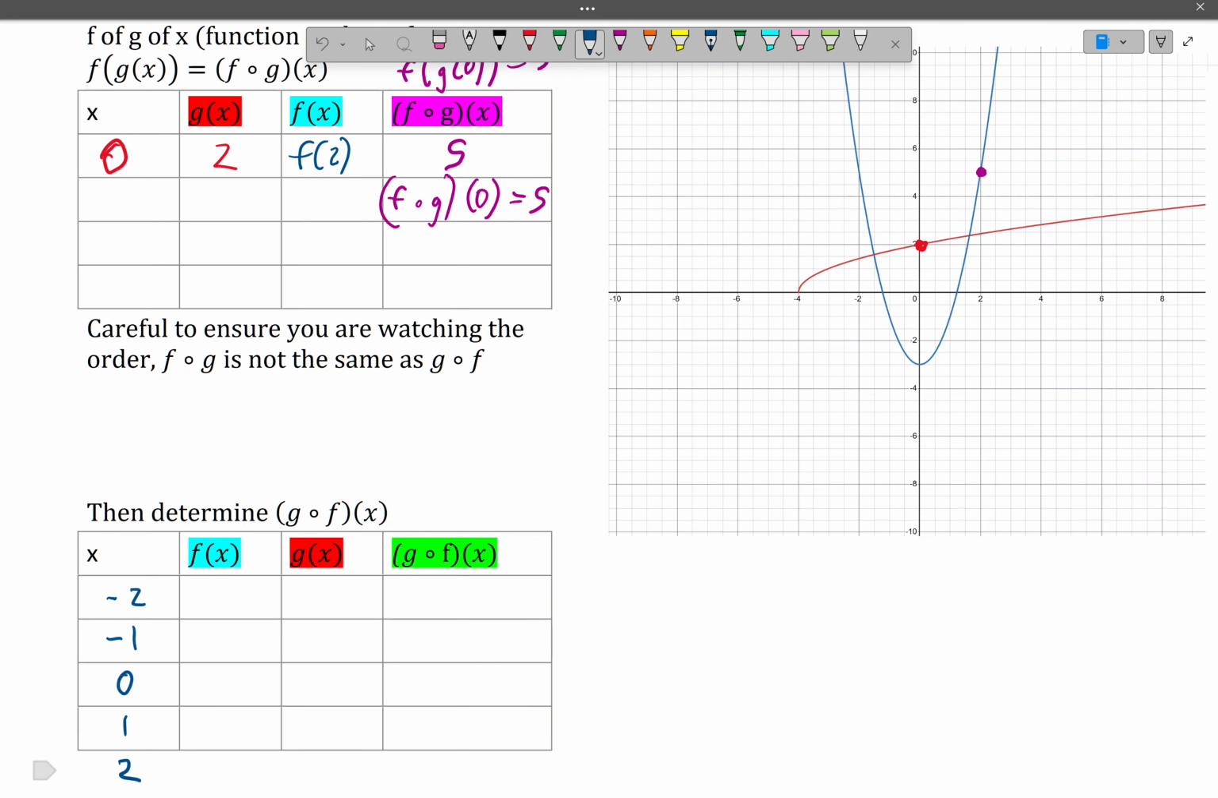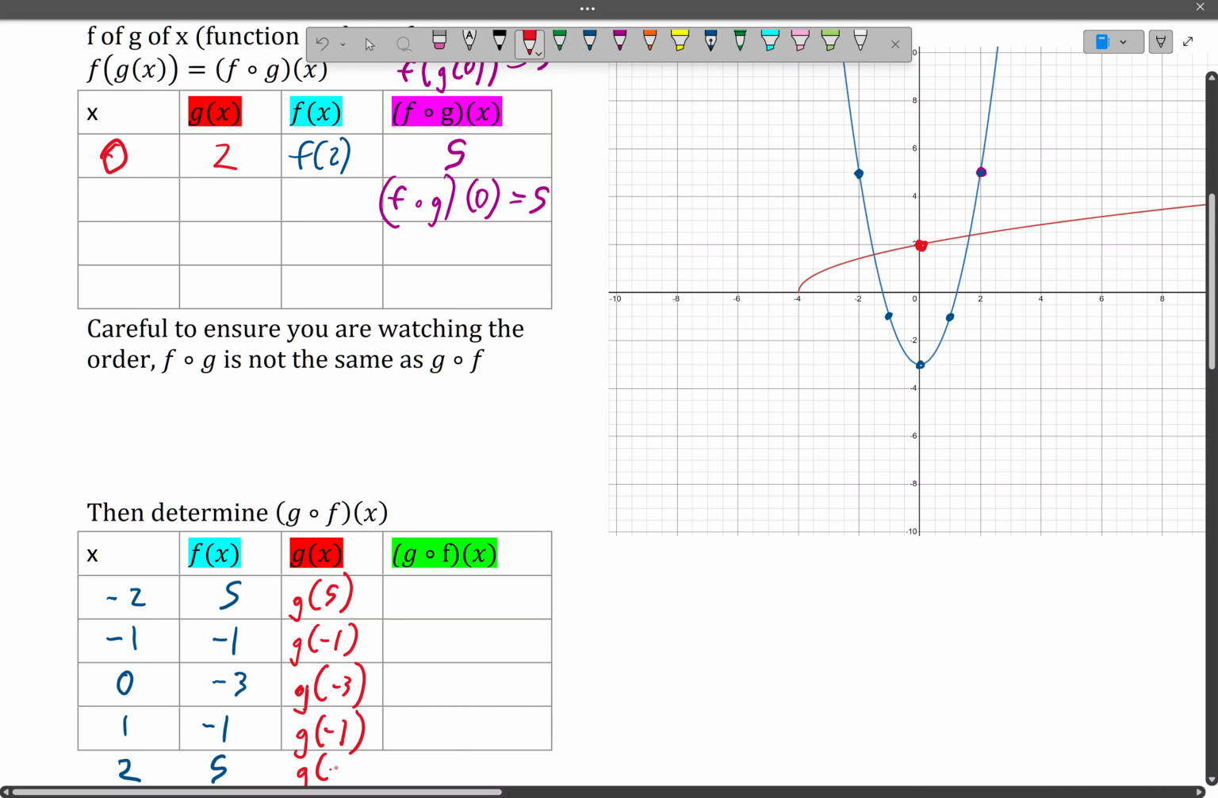So -2 gives us +5. -1 gives us -1. 0 gives us -3. Back to -1. Back to +5. So when we plug this into our g function, it's g of 5, g of -1, g of -3, g of -1, g of 5.